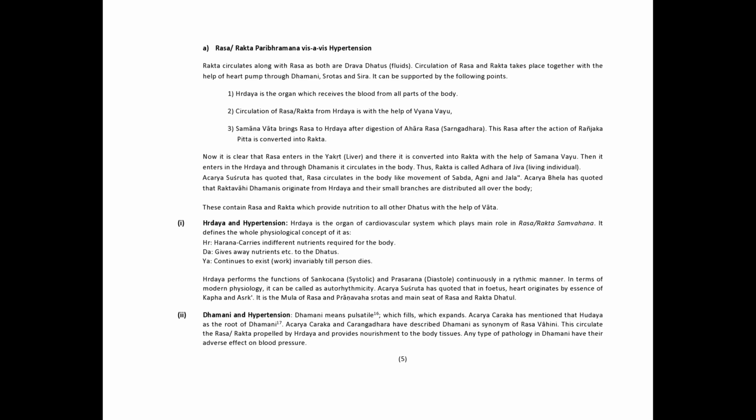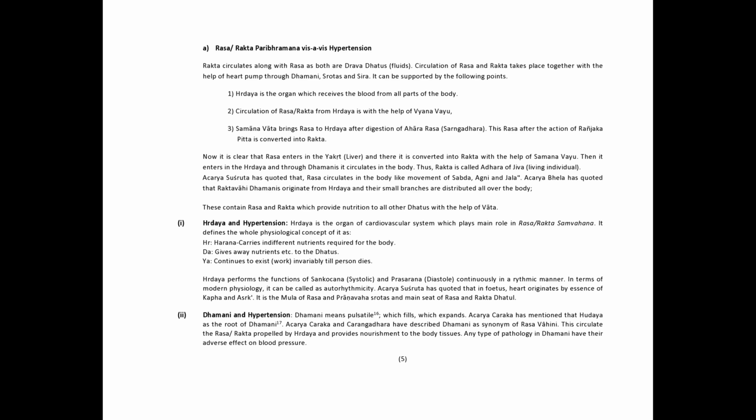Rakta circulates along with Rasa as both are Drava Dhatus, fluids. Circulation of Rasa and Rakta takes place together with the help of the heart pump through Damani, Srotas and Sira. It can be supported by the following points. 1. Hridaya is the organ which receives the blood from all parts of the body. 2. Circulation of rasa and rakta from Hridaya is with the help of Vyana Vayu. 3. Samana Vayu brings rasa to Hridaya after digestion of Ahara rasa, Sarngadhara.